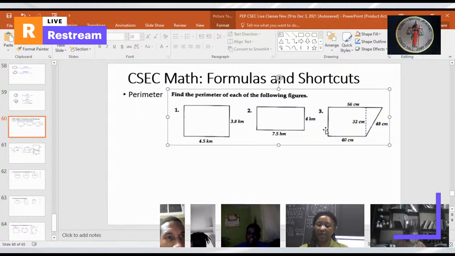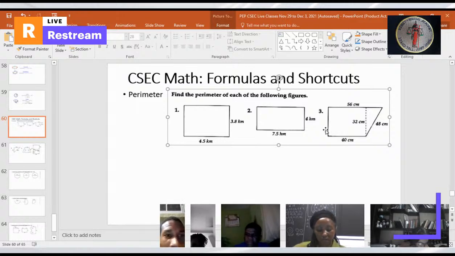Miss, I got 160 centimeters. 160? Yes, miss. How did you get 160? Miss, because there's a missing side without a number. All right, so that missing side is how much? Miss, it would be 60 centimeters. How much?